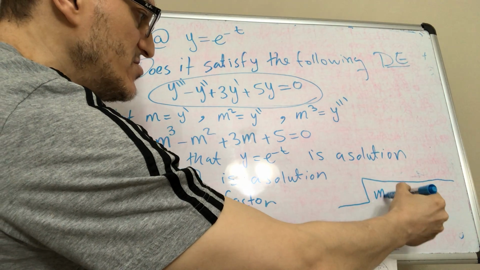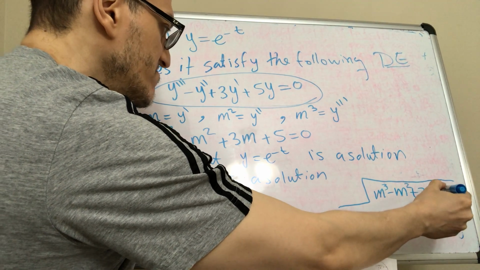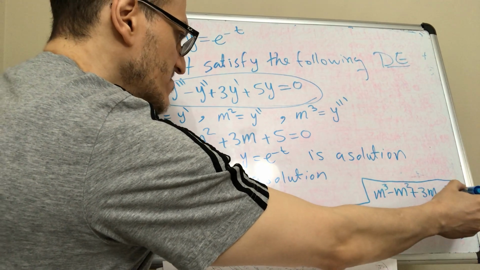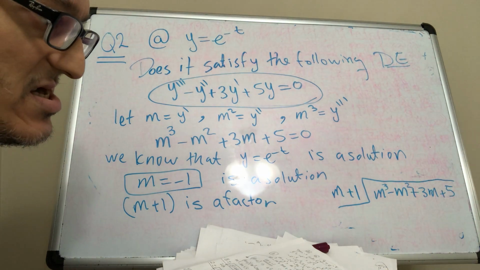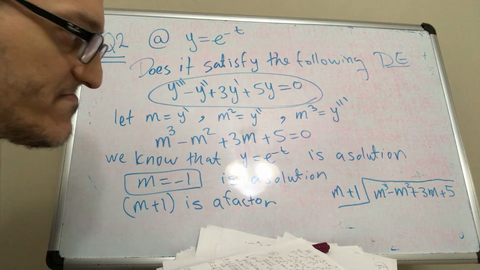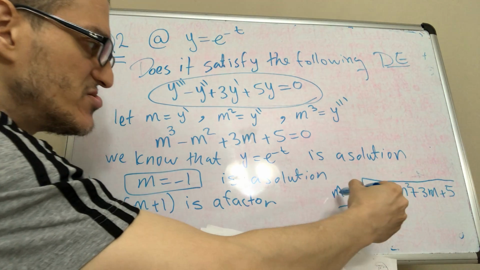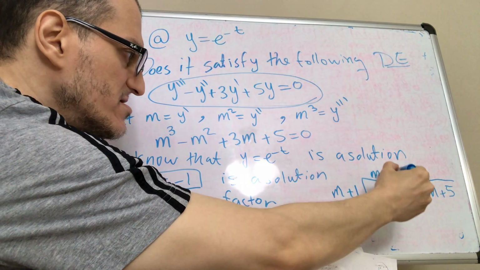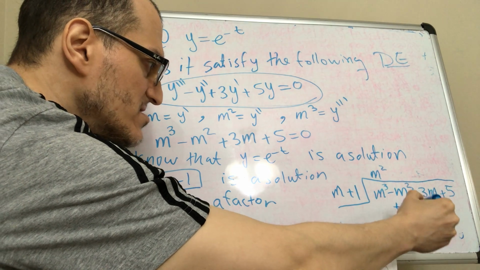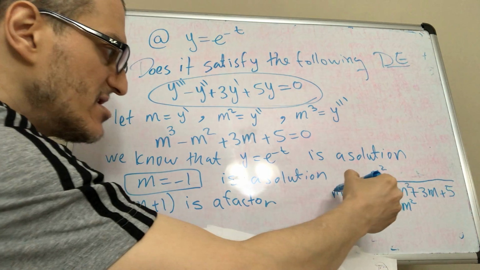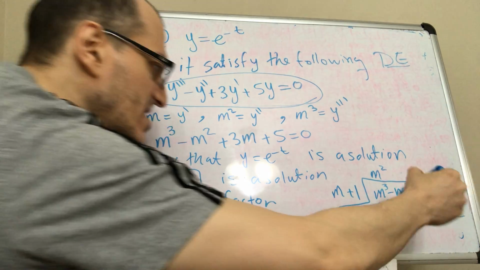So we take m cubed, m squared, 3m plus 5, and we divide this by m plus 1. And that will tell us what the other factors are. We take first term over first term. M cubed over m is m squared. Then we multiply. M squared times 1 is m squared, and m squared times m is m cubed. Now we minus the two equations.